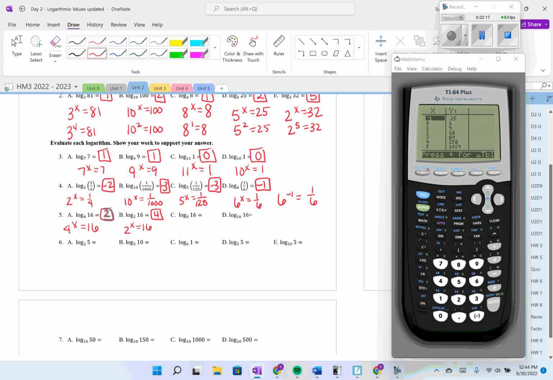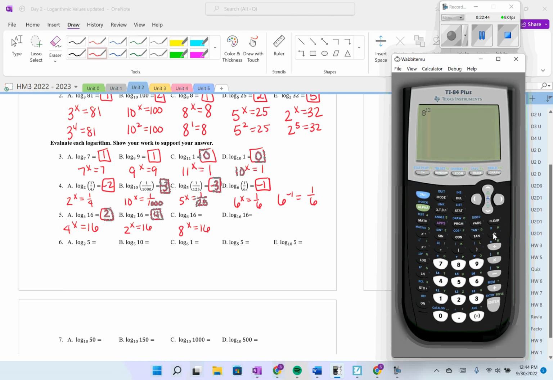So log base 8 of 16, if we want to solve this one, 8 to what power equals 16? So we're not sure, so let's go to our y equals. So this would be 8 to the power of x. If I go to my table, notice that I don't get 16 for one of my values. So 16 is in between 8 and 64, which is an x value of 1 and 2, which is closer to 1. So I'm going to do some guess and check.